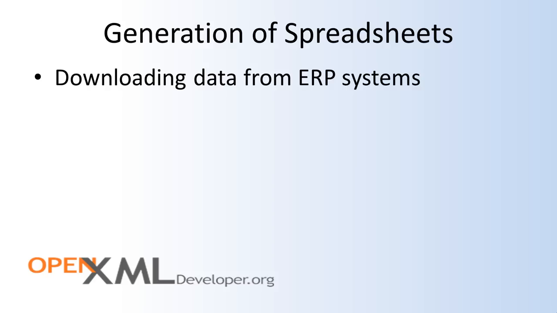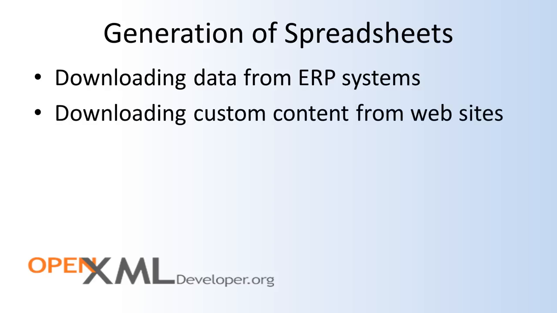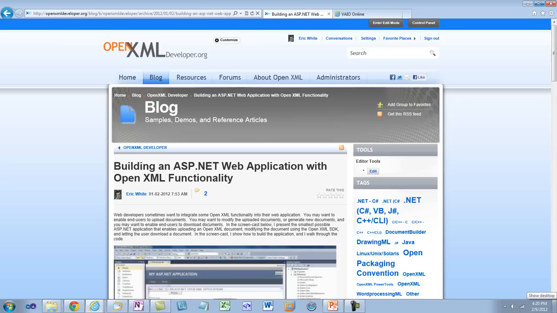Another example of downloading data is downloading custom content from websites. My bank has a feature whereby I can download all of the transactions for a certain period of time as an Excel spreadsheet. This could be handily accomplished by generation of an OpenXML spreadsheet server-side and then enabling the end user to download that spreadsheet.